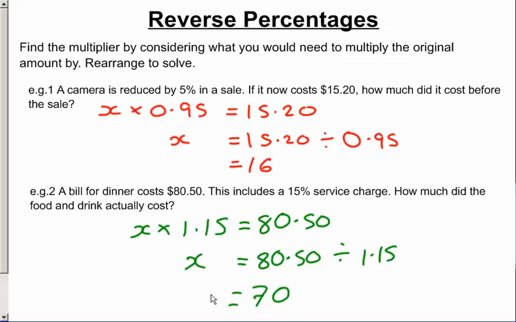So $70 was the original amount, and when we increase 70 by multiplying by 1.15, we get the 80.50 that we know the total bill was. So that's how we do reverse percentages. We have to think about what it was we would have multiplied by, and then we're going to divide.